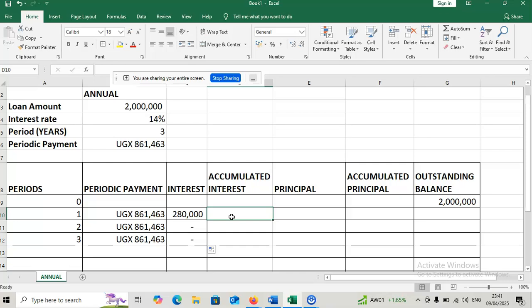Let's go to the next one, accumulated interest. Now accumulated interest refers to you trying to sum up, to get the total after the entire period. If I'm asked what is the total interest for the 2 years, when you come to period 2, you'll be able to see how much total money has been paid by the second period. So how do we get accumulated principal?